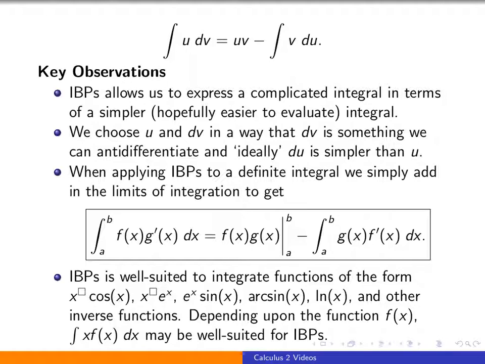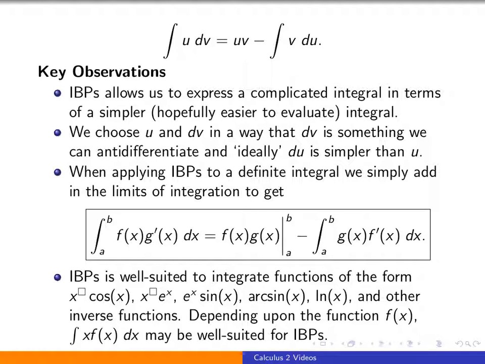Integration by parts does not solve the integral. Much like a substitution, what it does is it takes a potentially difficult integral and expresses it in terms of a simpler, easier to evaluate integral. In order to evaluate, we somehow have to look at our integrand and choose the u and the dv. And a couple rules of thumb that will become more apparent as we practice examples. We need to choose u and dv in a way that dv is something we can anti-differentiate, so we can go from dv to v. And ideally, we choose u so that du becomes simpler. If it's a definite integral, we just throw in the appropriate limits of integration.